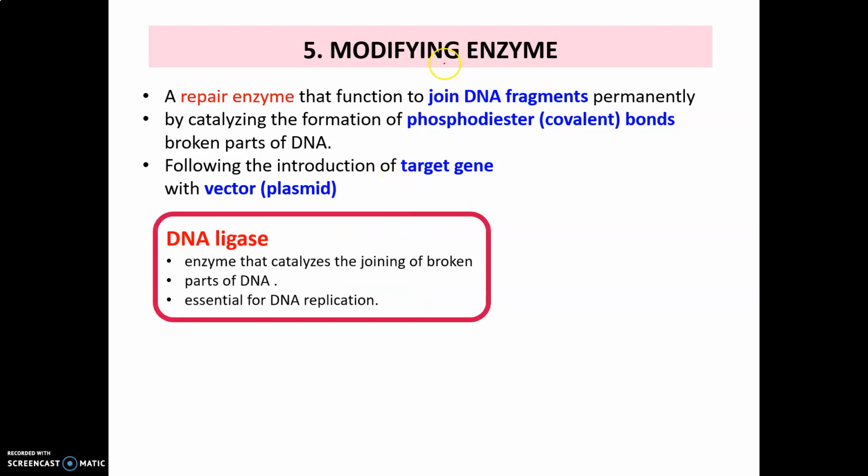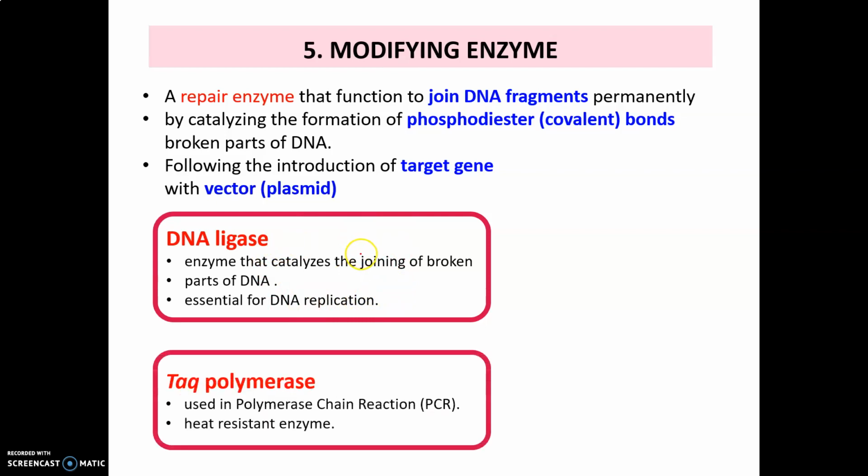Alright, then in the case of joining the DNA fragments, the target gene with the vector, we often use the DNA ligase enzyme that catalyze the joining of broken parts of DNA, and essential for DNA replication ini adalah the DNA ligase. But in term of genetic engineering, we use it to form the recombinant plasmid. Kita juga ada another modifying enzyme that we use in PCR. Kalau awak buat swab test kan, basically dia nak amplify DNA, dan dia menggunakan this enzyme yang kita panggil Taq polymerase, okay, daripada satu bakteria yang tahan panas, dan dia adalah heat resistant enzyme.